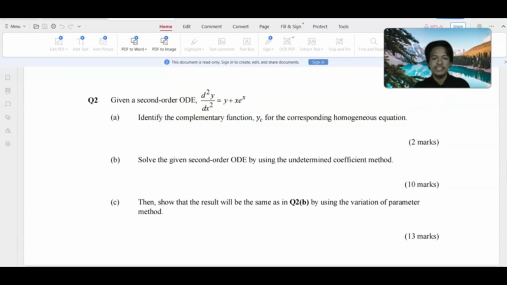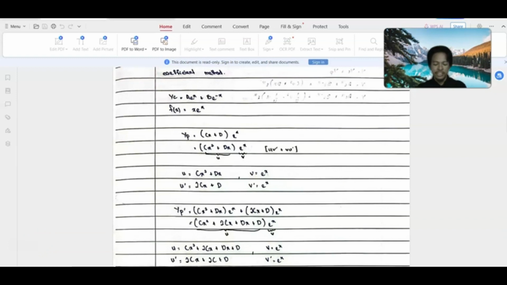The second question is to solve the given second order ODE by using the determine coefficient method. First, we need to assume YP based on Fx. So, the Fx is x e power of x, and the YP is Cx power of 2 plus Dx, and e power of x.